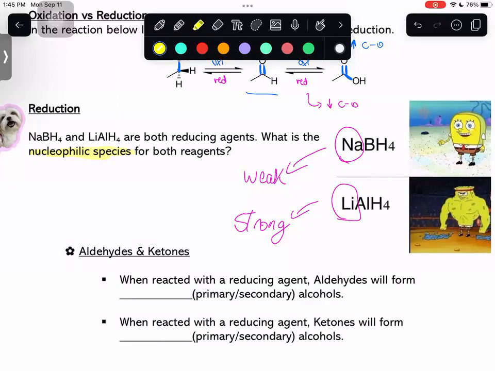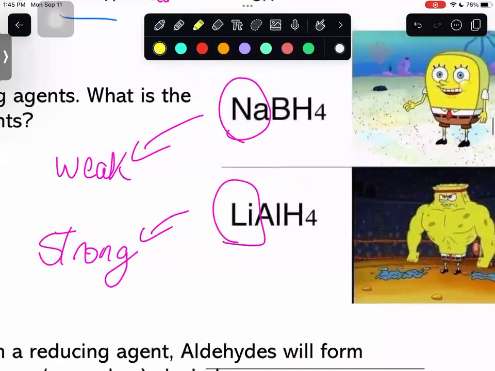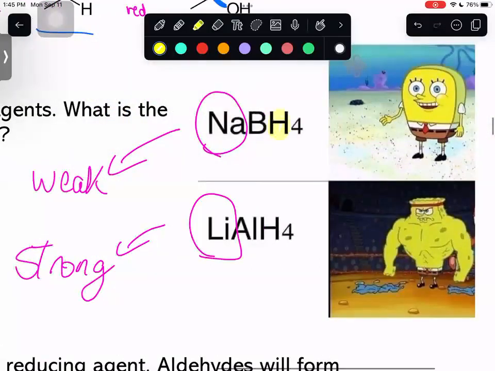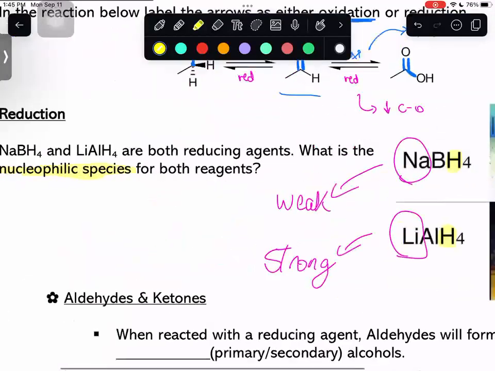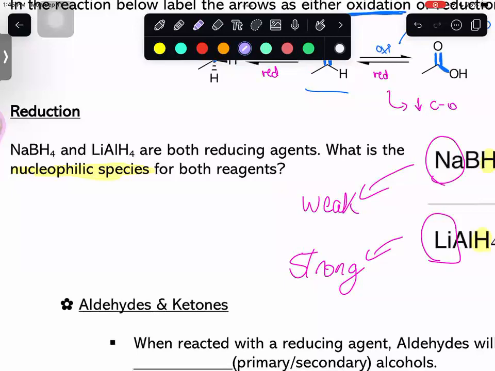I lost my train of thought. What was I saying? The nucleophilic species. As we can hear by the name, that's going to be the actual atom that's going to be doing the attack. What they both have in common here is that little hydrogen. That's going to be the nucleophilic species. More specifically, it's not just hydrogen, it's going to be the hydride ion. So we're dealing with a hydrogen that has a lone pair and a negative charge. That's going to be the nucleophilic species for both of those reagents.